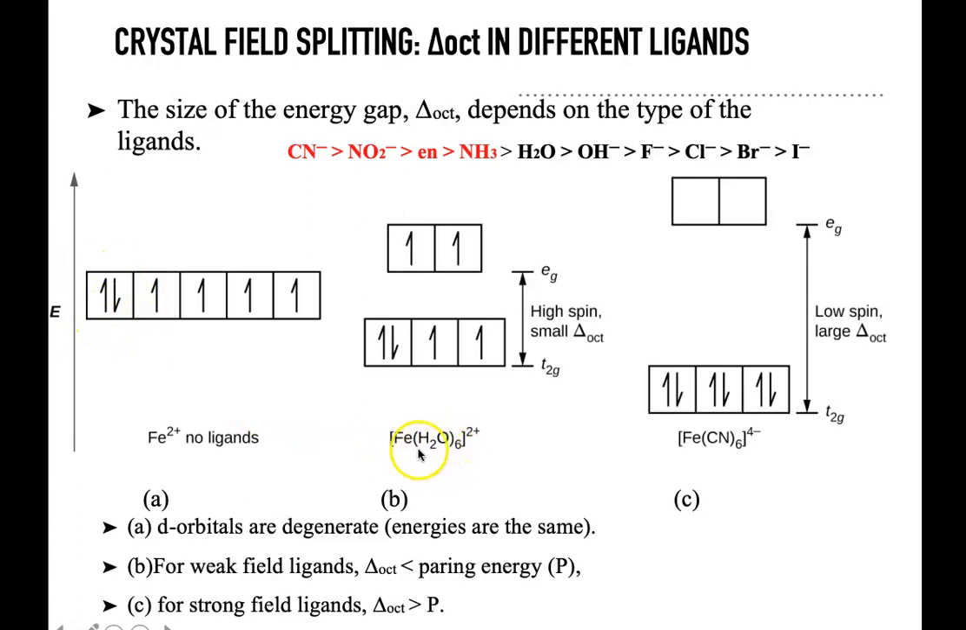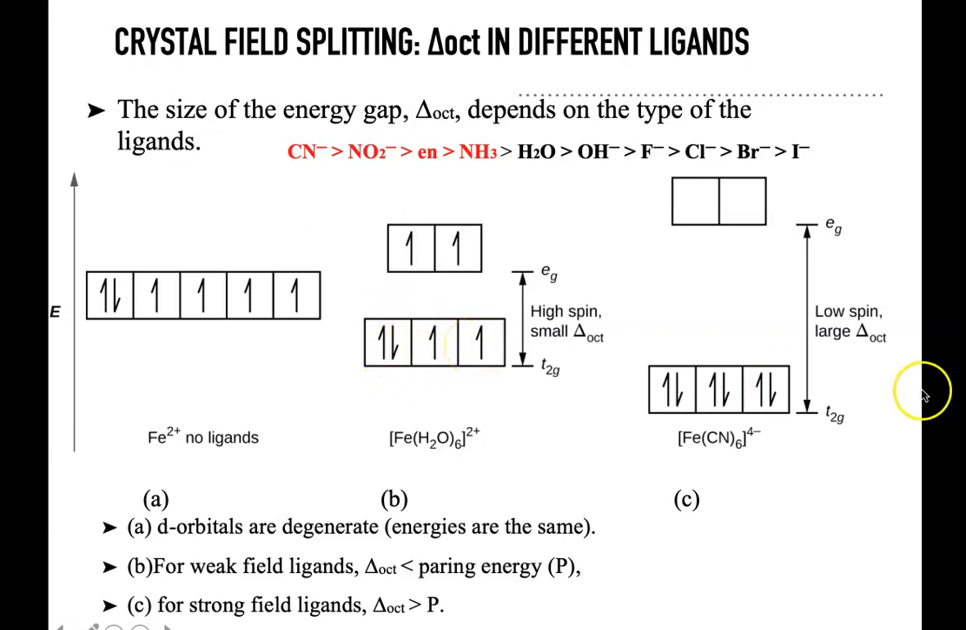Now in hexaaqua iron 2 plus complex, because the ligand is water, which is a weak field ligand, the energy splitting between T2g and Eg is small. So when you fill up 6 electrons here, 1, 2, 3, before pairing the first one, the energy difference is small enough. Energy-wise, it's better to fill up singly the top ones, 4 and 5, and finally the sixth one should be pairing this way.